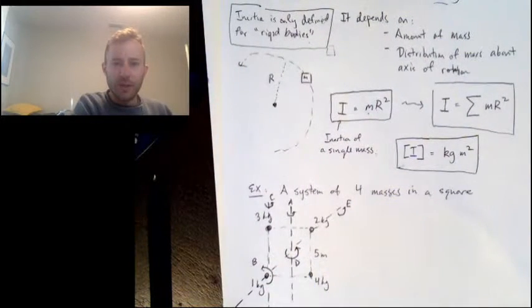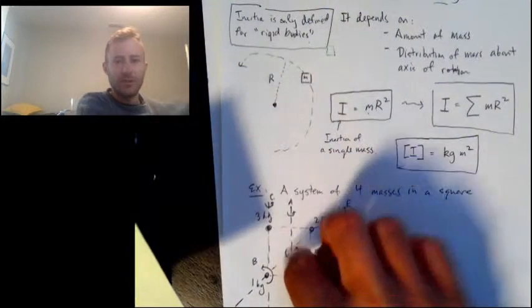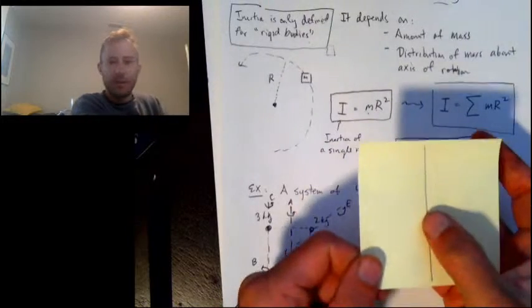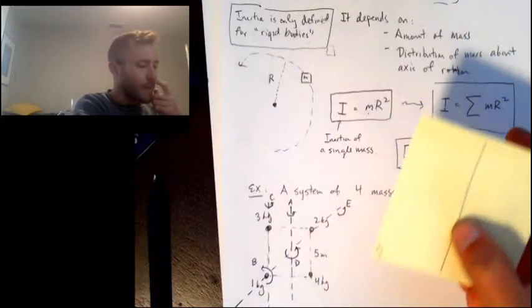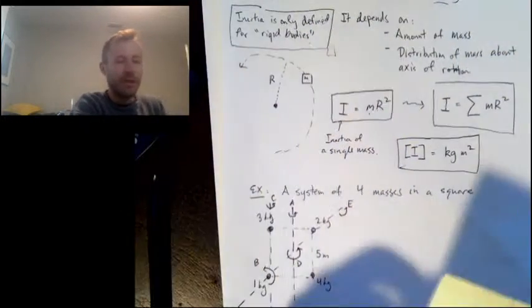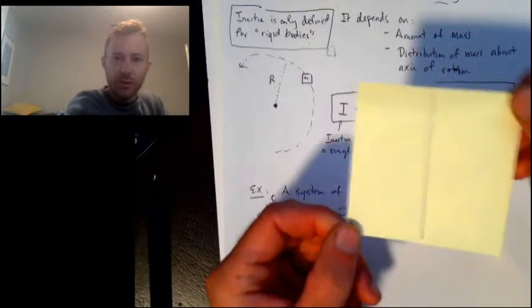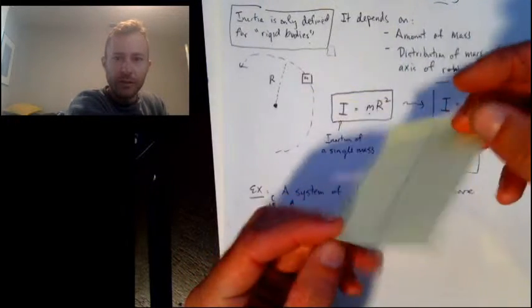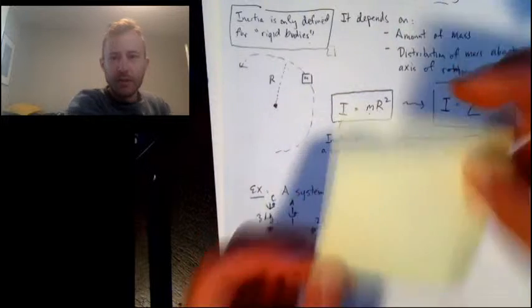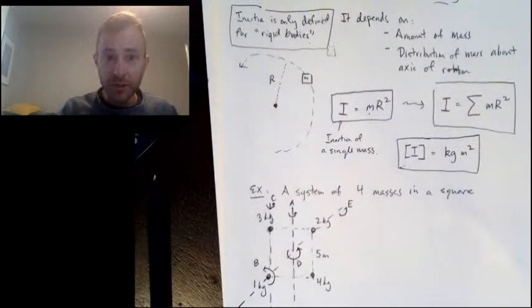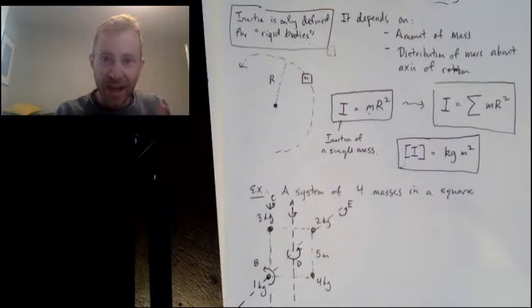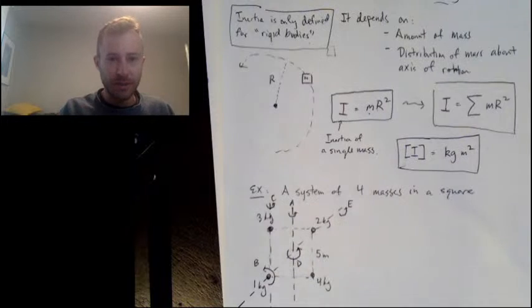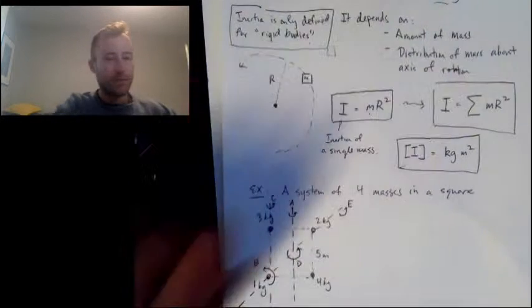Axis D is rotating it about its center through an axis that is out of the plane of the paper. So that's holding it in the center and rotating it like that. And then axis E is rotating about the diagonal. So that's holding the corners and rotating it like this. Okay? So all these different axes of rotation have different rotational inertias because the mass is different distances from the axis of rotation. Okay, so let's see how it works.